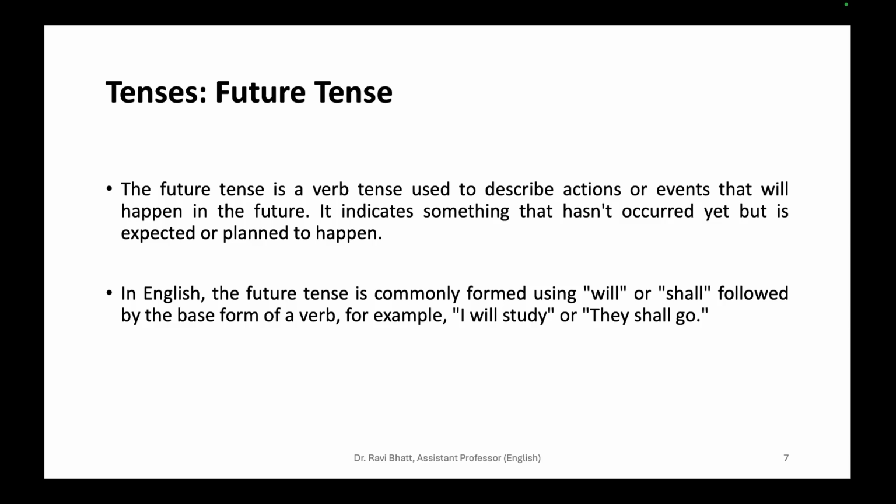First, let's begin with future tense. Like we all know, the future tense is verb tense used to describe actions or events that will happen in future. It indicates something that hasn't occurred yet but is expected or planned to happen. In English, the future tense is commonly formed using will or shall, followed by the base form of the verb. For example, I will study or they shall go.